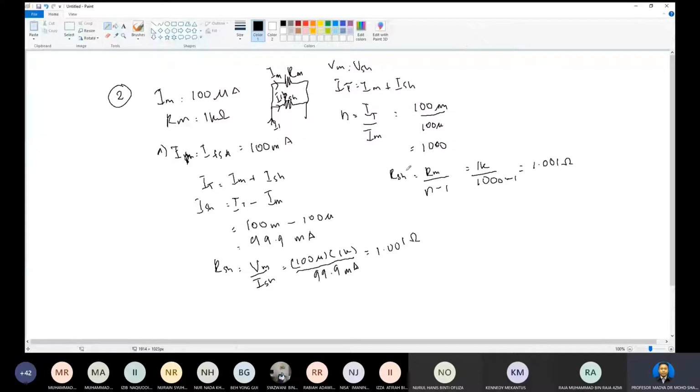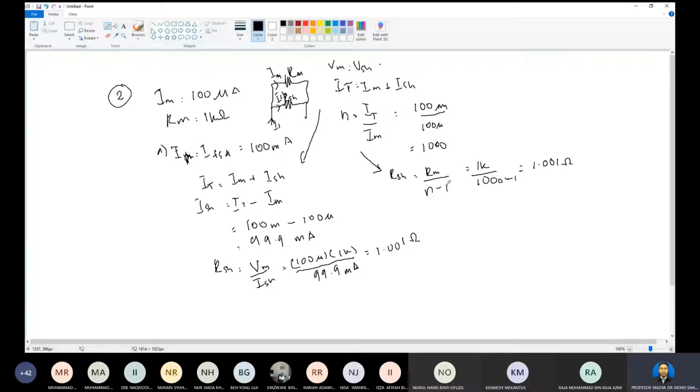From this one you can derive, or you can use the straightforward formula to calculate the shunt resistance: R shunt equals Rm divided by (I total over I m minus 1). There is another formula.